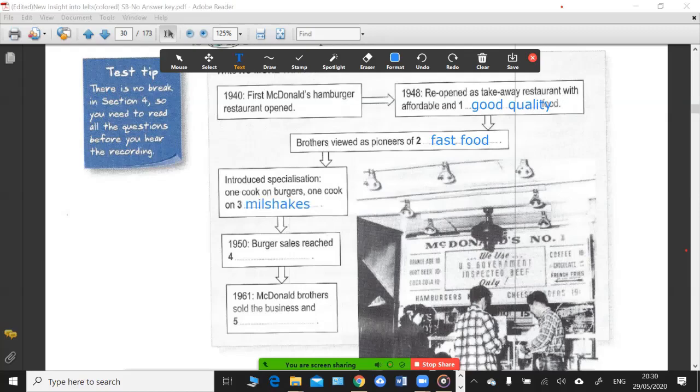Number 4, 1 million. 1 million burger. Number 5, they sold the business and name. Yes, thank you. They sold the business and the name. Yes. Okay.